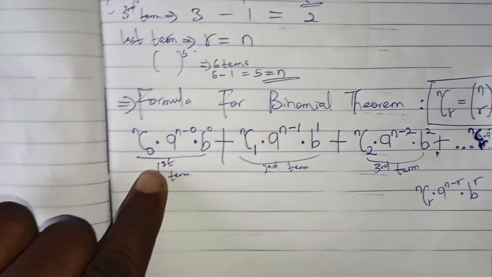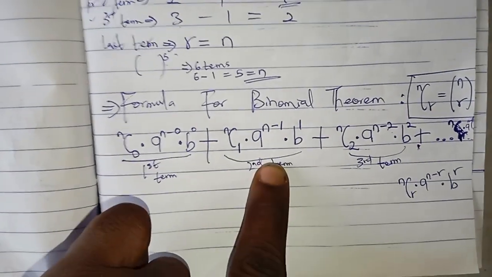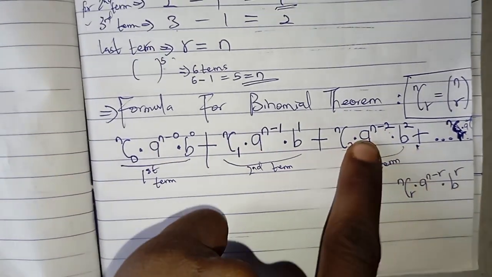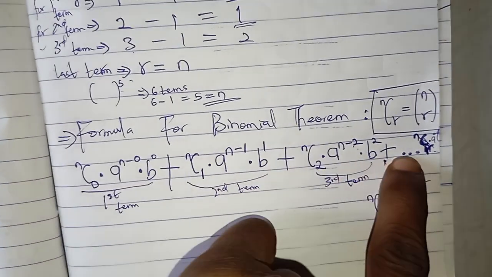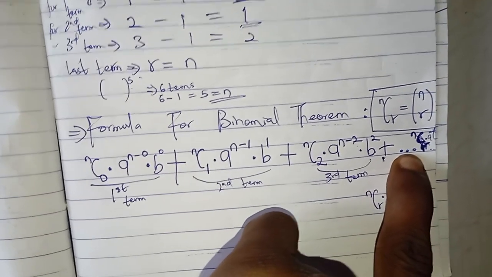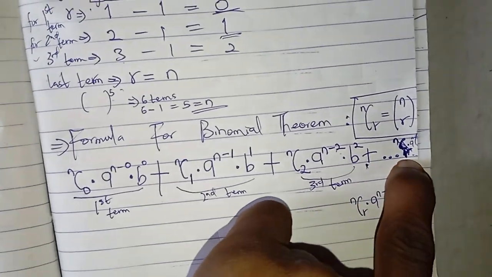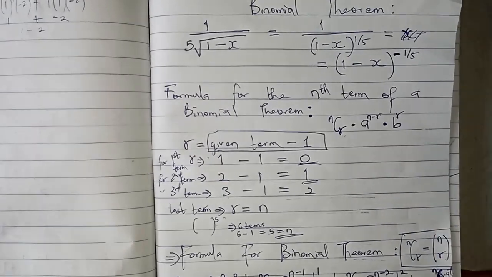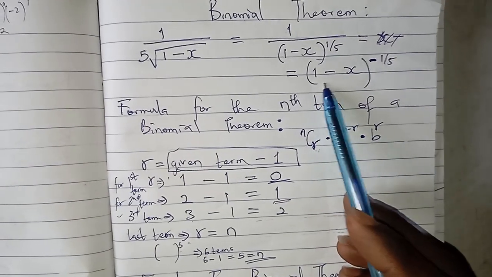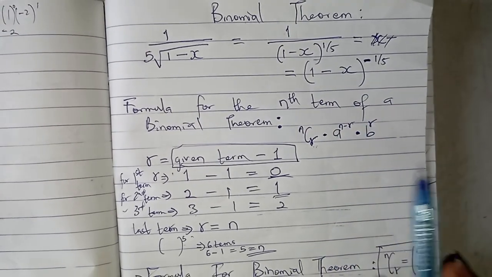So you can see that this is the first term, this is the second term, this is the third term. If they say find the first 3 terms, I just use this. If they say find the first 4 terms, I go on to get n combination 3 times a raised to power n minus 3 times b raised to power 3. It is very simple. So let's try to solve the problem we've created here: 1 minus x raised to power minus 1 over 5.